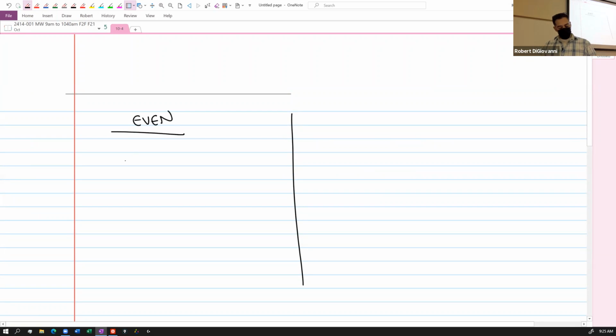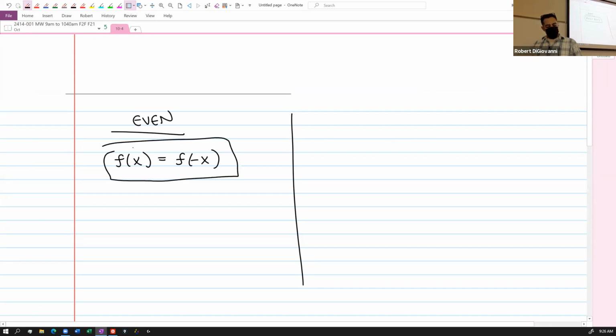So we'll do these. Okay, even. To check if a function's even, here's what has to be true. When you plug in x, you get the same thing as when you plug in -x. That's what you have to check. For it to be odd, when you plug in -x, it's the same as the original function, but with a negative.